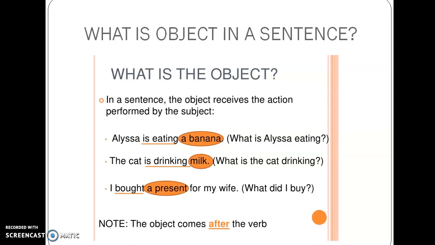The cat is drinking milk. Cat is the subject. Is drinking is the verb. And what is the cat drinking? Milk. Milk is the object. I bought a present for my wife. I is the subject. The action that I did is bought. Bought is the past tense of buy. So I bought. What did I buy? A present. A present is an object. So remember, the object always comes after the verb. It always comes after the action in a sentence because the object is always at the receiving end of the verb.